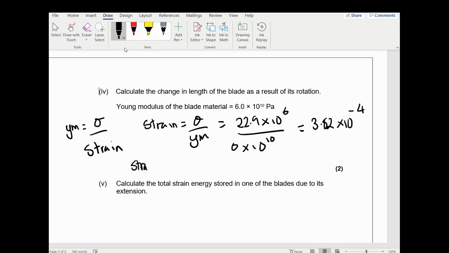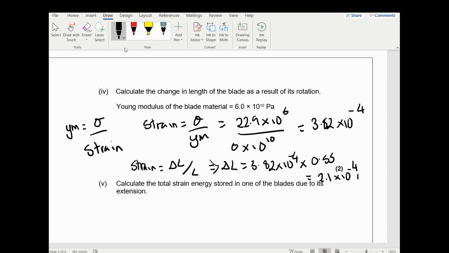And strain is change in length over the original length. So the change in length is 3.82 times 10 to the minus 4 times 0.55, because that's the length of the blade. I get 2.1 times 10 to the minus 4. So you get 1 mark for that and 1 mark for that. The answer here they have is 0.192, but of course I've been using exact answers and not the answers they've been expecting.